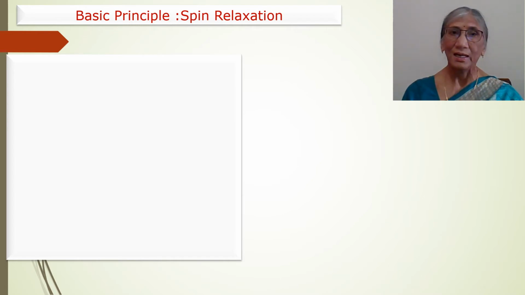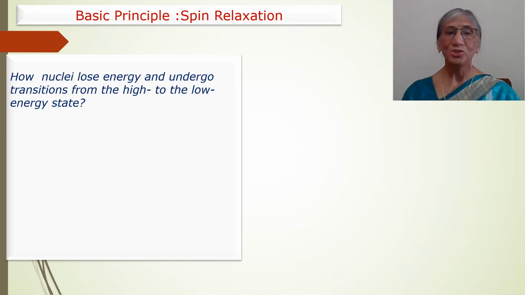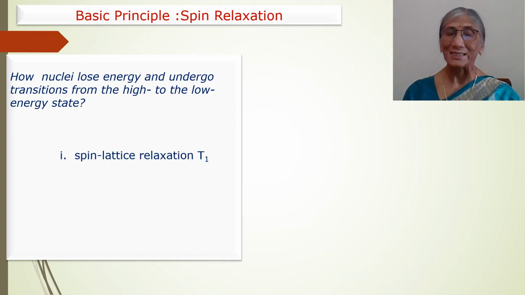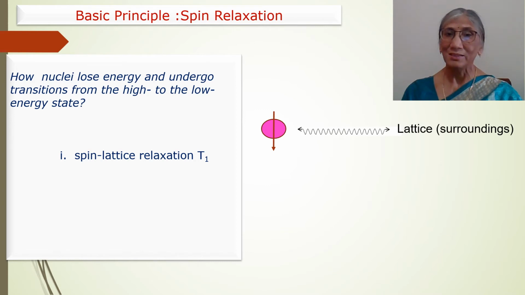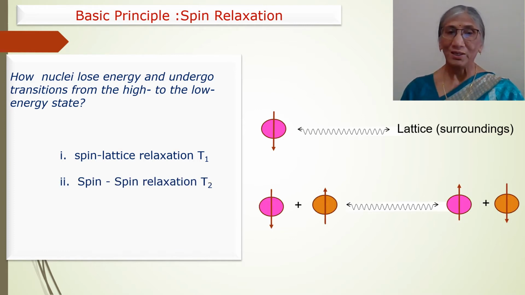Nuclei present in the higher energy state will lose energy equal to delta E and come down to the low energy state. This process is known as spin relaxation. Spin relaxation can occur by two processes. One is spin lattice relaxation. The lattice here means the surroundings. That is, solvent molecules surrounding the nuclei constitute the lattice, and the delta E amount of energy is released to the solvent molecules, and the nuclei come down to the lower energy state.